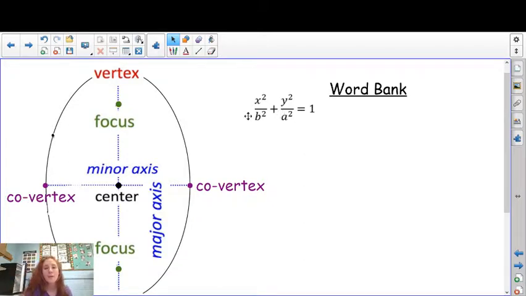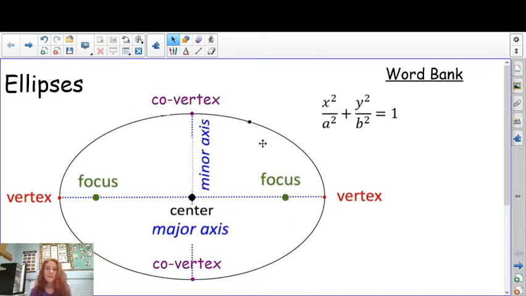Now, I can change the order that I see any of the X's or Y's, but essentially what I'm looking for is the bigger number. A squared should physically always be larger than B squared. Wherever the larger number lies tells you which way your shape will go. So since A is bigger on the Y, it goes up and down. Since A was bigger underneath the X, it goes left and right.